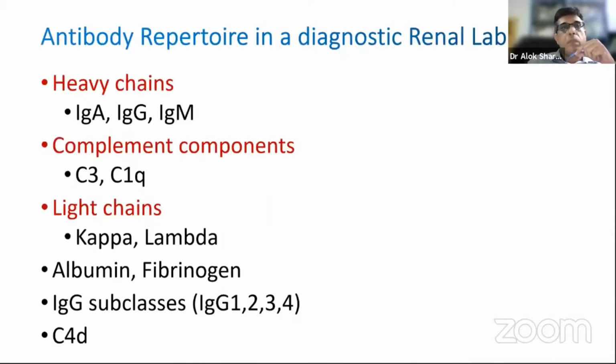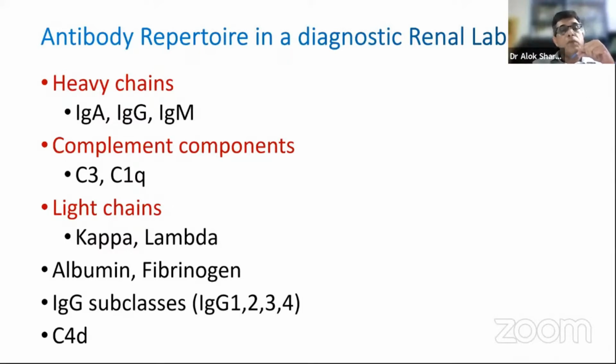So basically, what antibody should you have in your lab? If you're doing an immunofluorescence examination, there is a basic set of antibodies which you should be having in your laboratory, and this includes very systematically the heavy chains, of which IgA, IgG, and IgM have to be used. You need to use the complement components, which includes C3, the early, and C1q, the late complement component, and of course both the light chains, kappa and lambda.